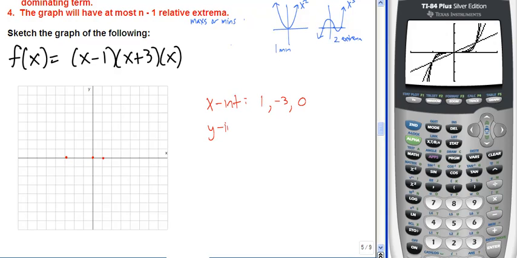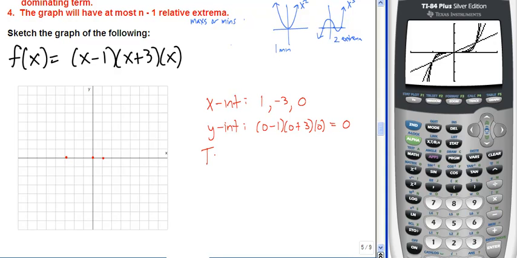Then I like to look at the y-intercept as well, which is going to be when the x value is 0. So we're going to plug in 0 for this x, 0 for this x, and 0 for this last x. And it's that last x which is going to be the most important one, because it's going to take 0 times whatever these happen to be, so that means it's going to stay 0. So we have a y-intercept at 0, which we already knew because we got that as an x-intercept as well. So the origin is both an x and a y-intercept.